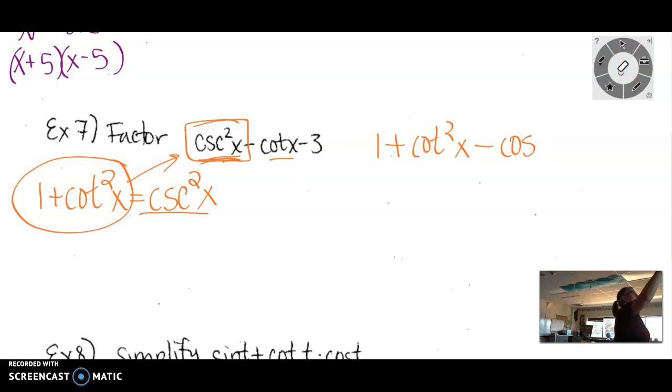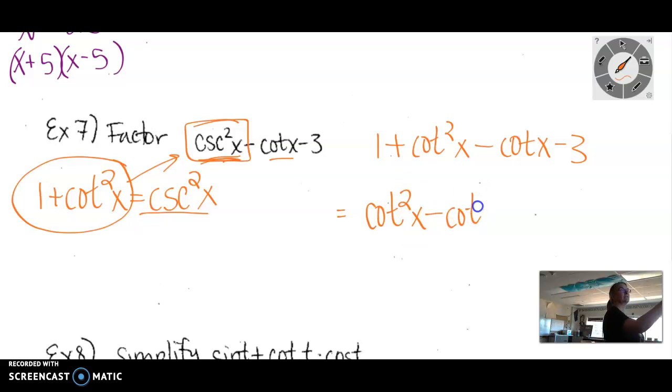So continuing on, it's minus cotangent x minus 3. I'm going to simplify that. So I get cotangent, and write it in descending order, cotangent squared x minus cotangent of x minus 2. Negative 3 plus 1 is negative 2.